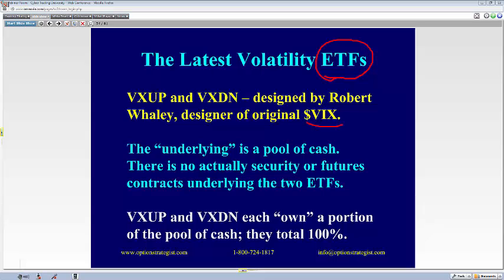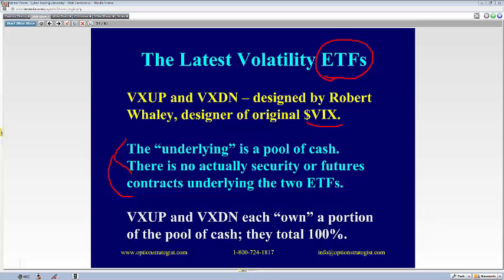And in all their marketing material, you'll see that they say that it does. But in reality, not so much. It can, but maybe or maybe not. What they do here is the underlying security here is nothing more than cash. In other words, there's no contracts. There's no futures. There's no SPX. There's nothing. It's just cash.